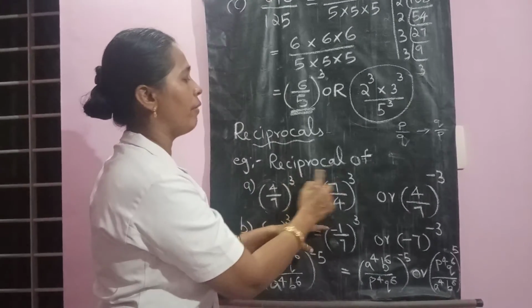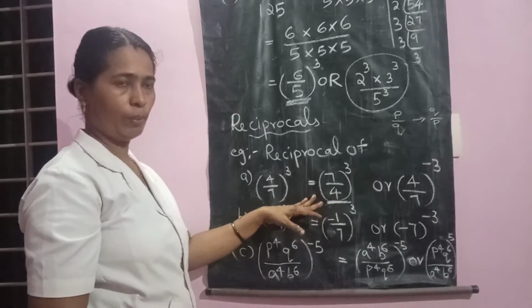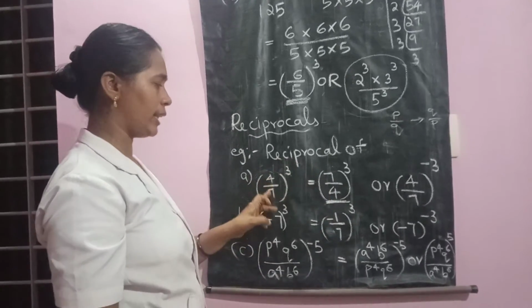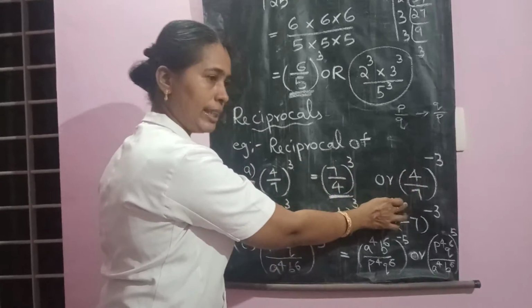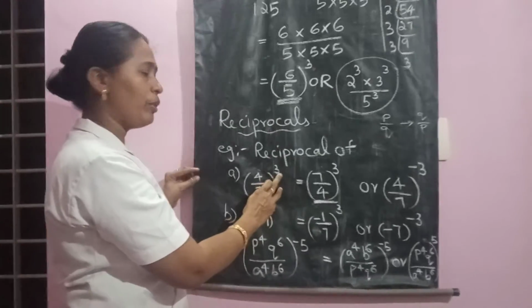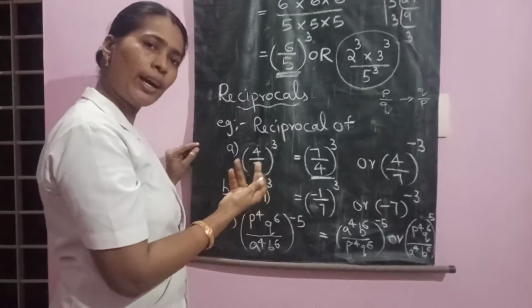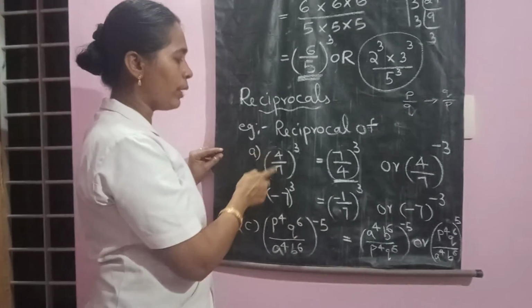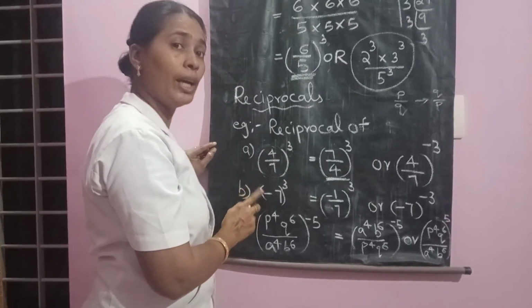Keep the same power as 3. This is the first method that you have to follow. Or if you don't want to change the number, what do you have to do? You keep the number as 4 by 7 itself. But what will happen? If it is plus 3, you take it as minus 3. Both are the same. Either you interchange the base or you interchange the sign of the power.